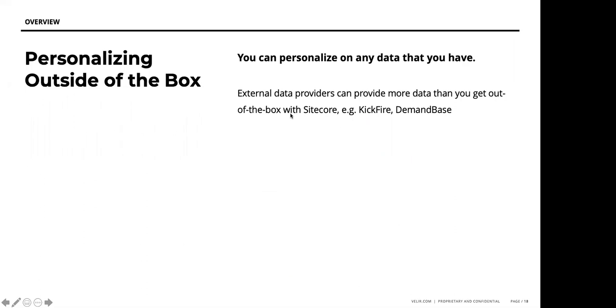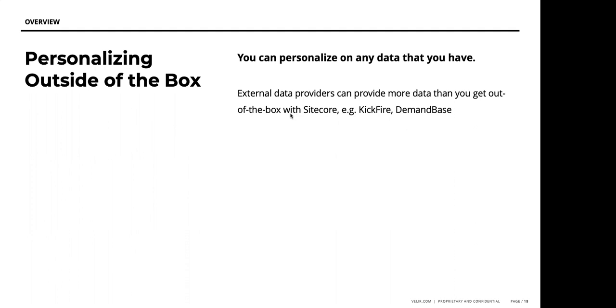So for personalizing outside of the box, the main message that I have here is that you can personalize on any data that you can access. So Steph just discussed all of the data that you're able to access out of the box with Sitecore, but there are also a number of third-party services that can provide you with additional data that you can't get directly from Sitecore itself. So 2 examples of this are Kickfire and Demandbase.